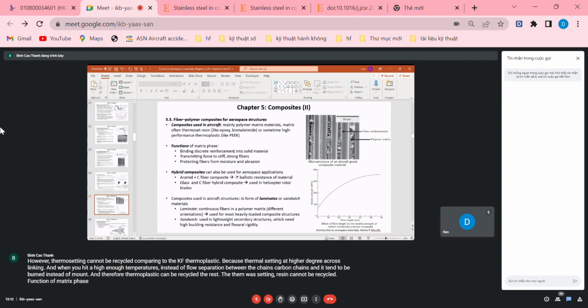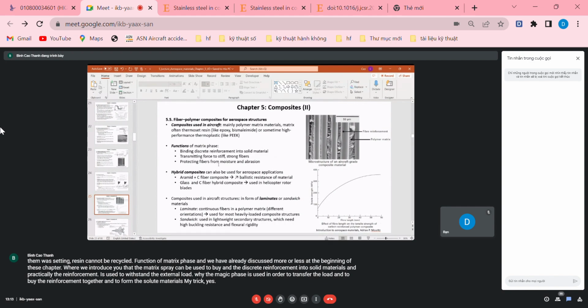Function of the matrix phase, and we have already discussed more or less at the beginning of this chapter, where we introduced that the matrix phase can be used to bind the discrete reinforcement into solid materials, and practically the reinforcement is used to withstand the external load, while the matrix phase is used in order to transfer the load and to bind the reinforcement together and to form the solid materials.